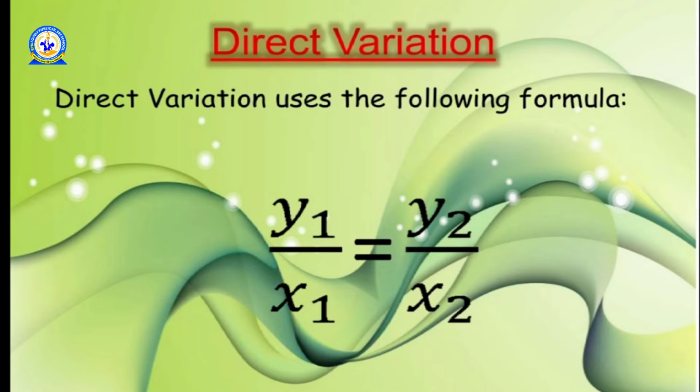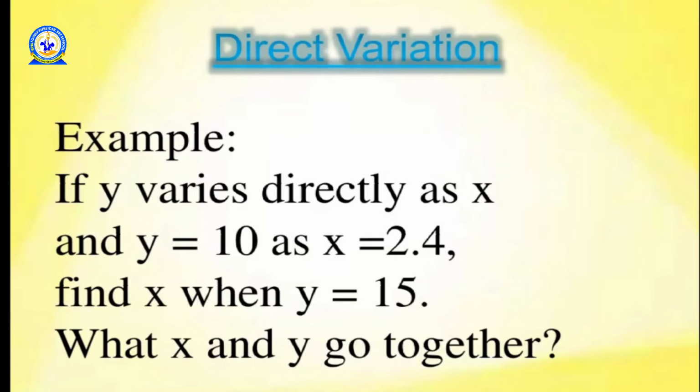Now we are giving you the formula of it. Direct variation uses the following formula: y1 upon x1 is equal to y2 upon x2. We can also write it like this: x1 upon y1 is equal to x2 upon y2.